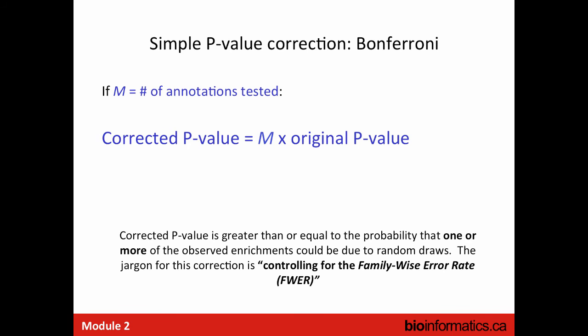you correct for something called the family-wise error rate. Okay, so what does that mean? And this is kind of important. So if you do 1,000 tests, and then you report all the pathways that are enriched at a Bonferroni or family-wise error rate corrected probability of 0.05 or less, you are saying something about the probability that any of your enrichments are type 1 errors, like any of them.